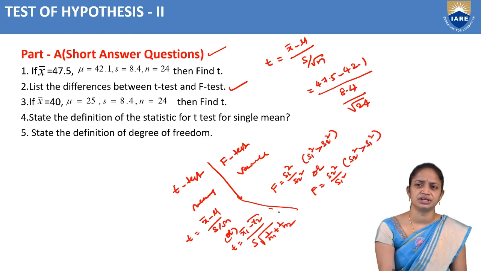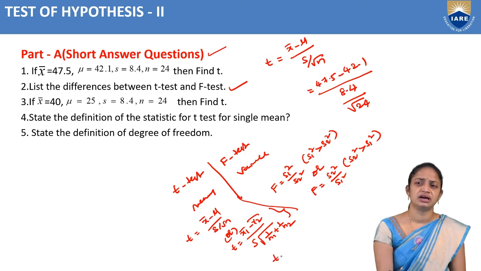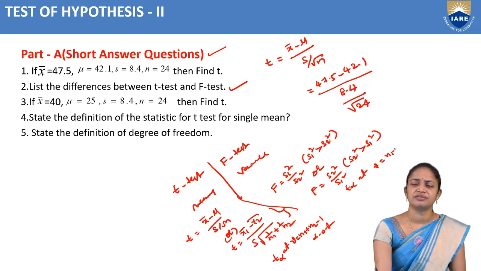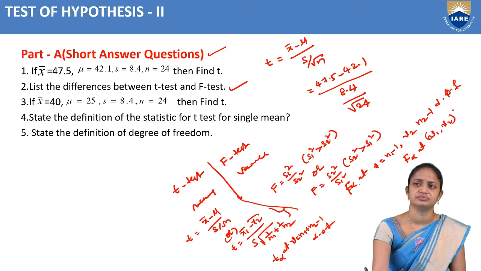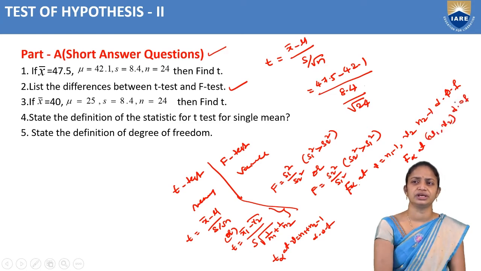For t-distribution for difference of means, we have to take t alpha at nu equal to n1 plus n2 minus 2 degrees of freedom. And here, that means we have to take f alpha, not t alpha, at nu1, nu2 degrees of freedom, where nu1 equal to n1 minus 1 and nu2 equal to n2 minus 1.